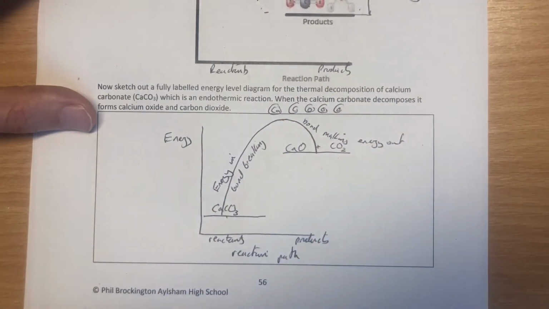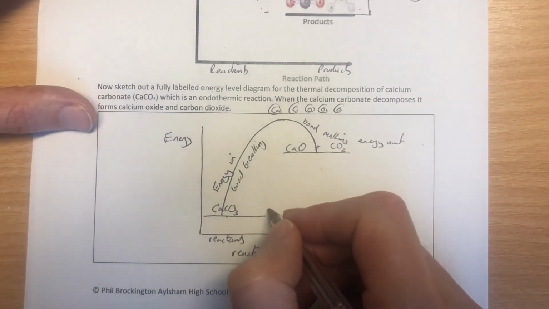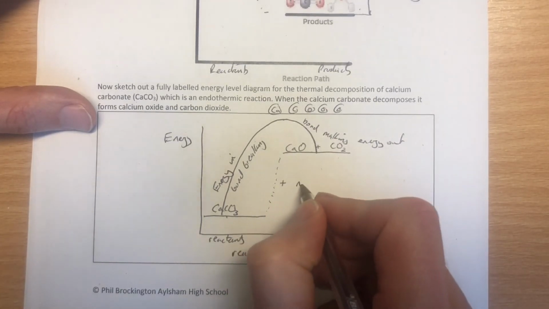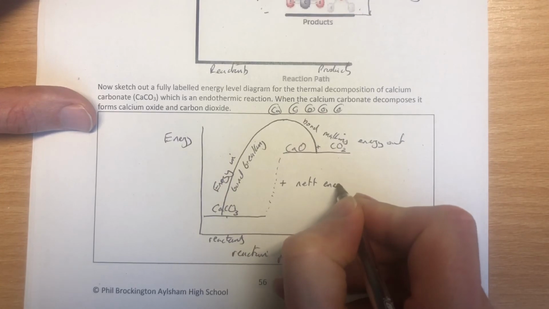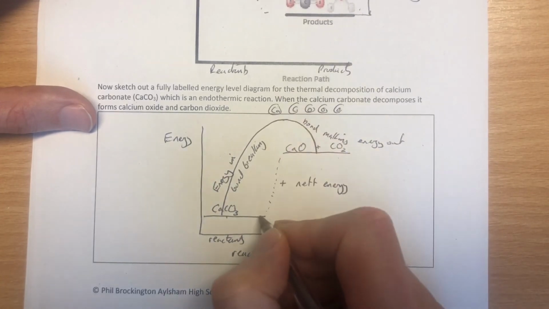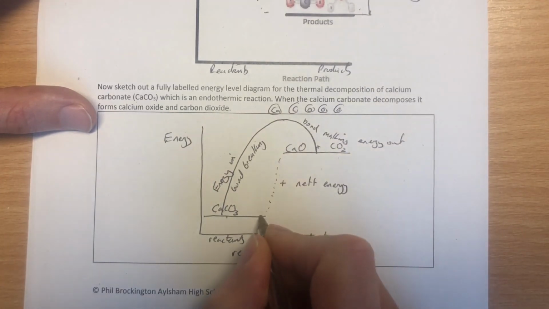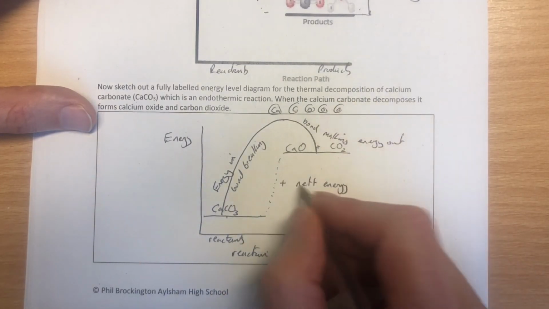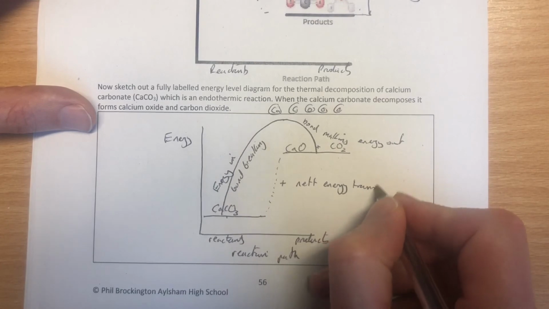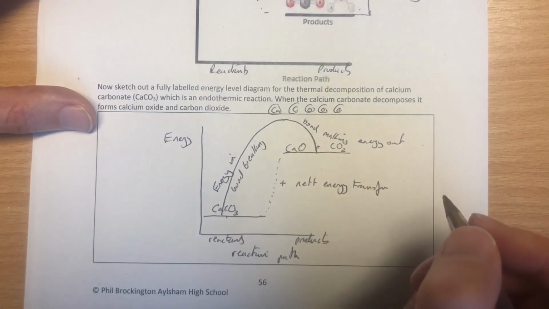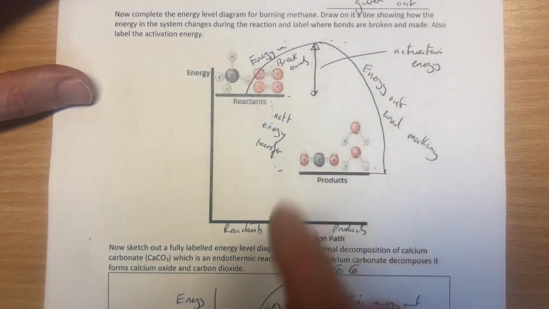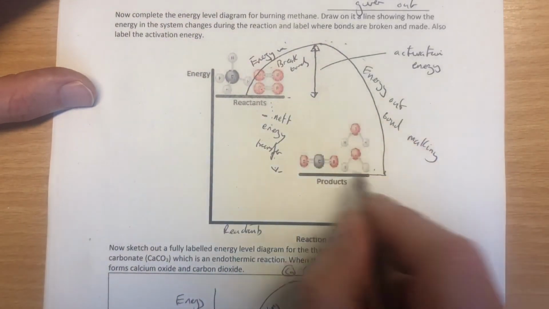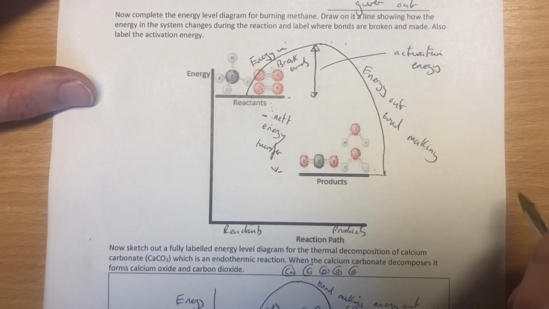So in this reaction, the net energy transfer is a positive one. Okay, positive net energy transfer. The overall energy transfer from that place, which is the energy level of the reactants, to that place, the energy level of the products. Positive net energy transfer. The fact it's positive tells us it is endothermic. Okay, in this last example, the energy transfer was negative. A negative net energy transfer means it's exothermic.